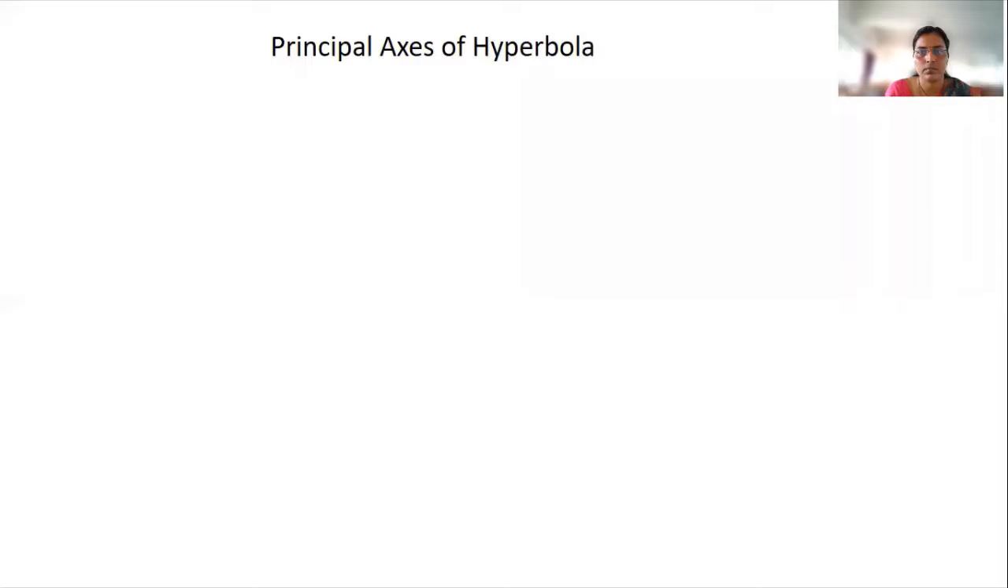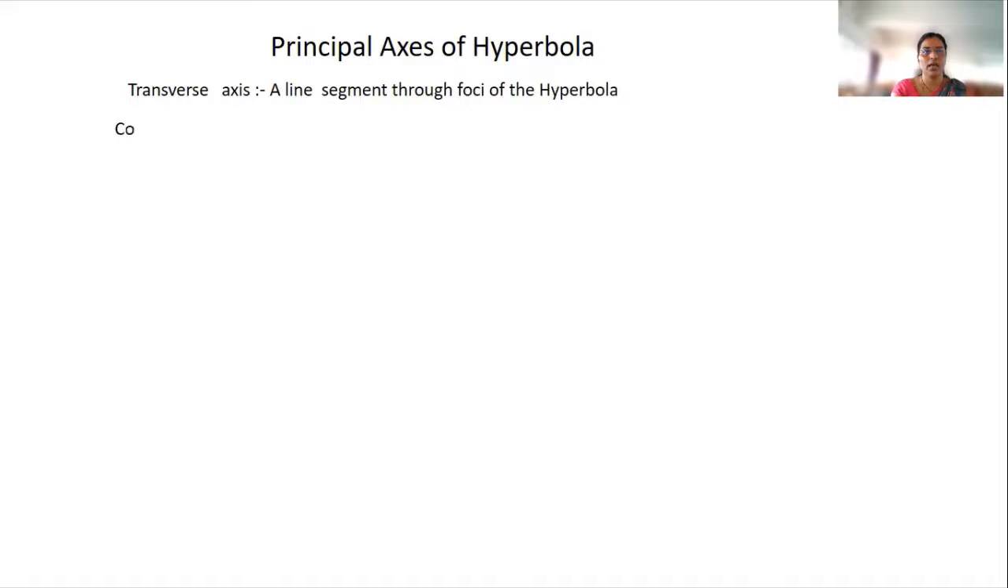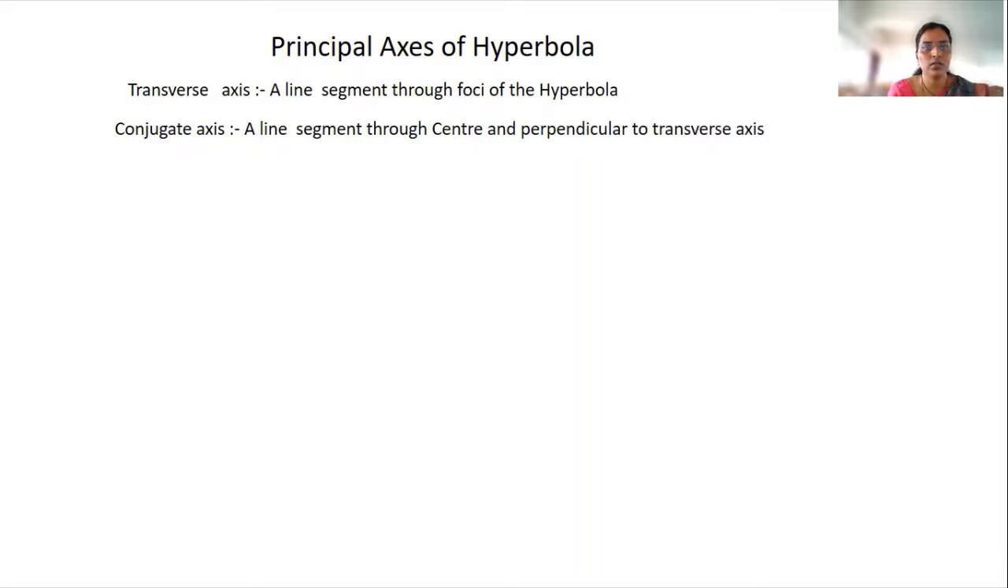Now, the next point is the principal axis of the hyperbola. The axis means the lines about which the conic is symmetric. Now here for the hyperbola, the transverse axis is the line segment through the foci of the hyperbola, and the conjugate axis is the line segment through the center and perpendicular to the transverse axis.